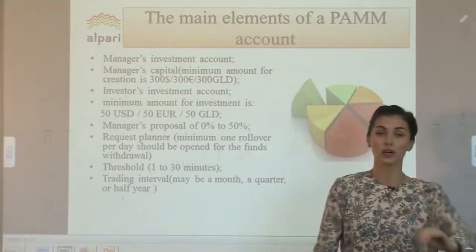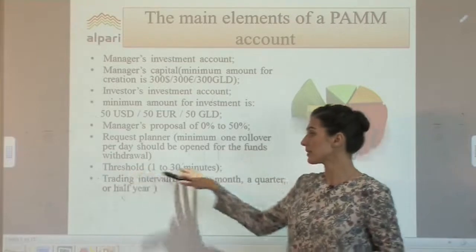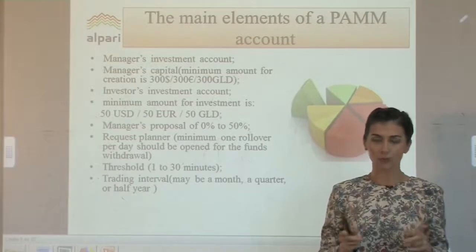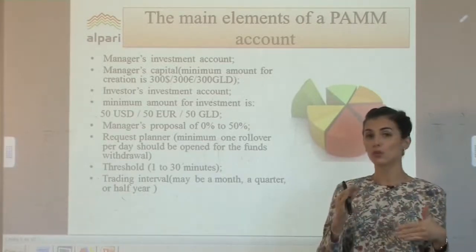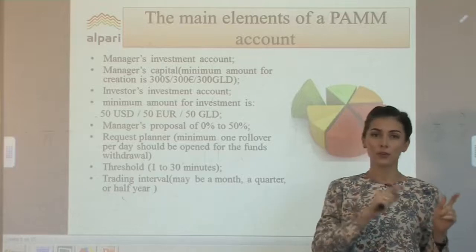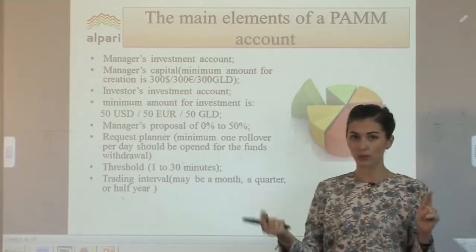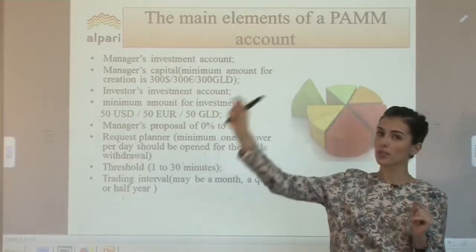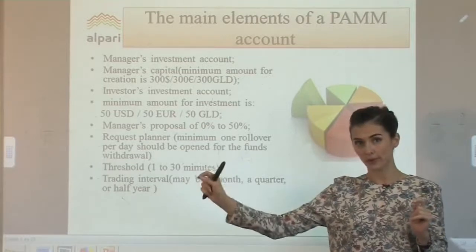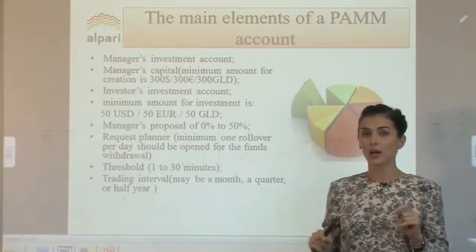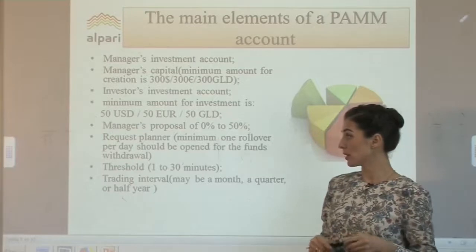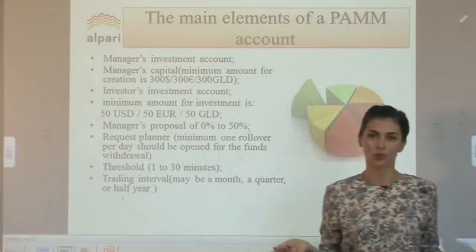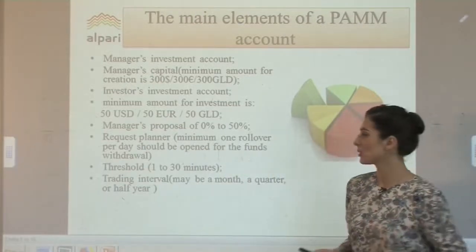There is also shown the next key element: the threshold. The threshold is the period of time before the open rollover. If your request for withdrawal hits this threshold, your request will be transferred to the next open rollover. If you apply before the threshold, of course, it will be executed in the open rollover. I will show it and you'll understand clearly.